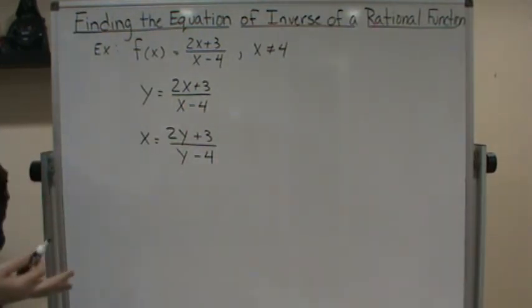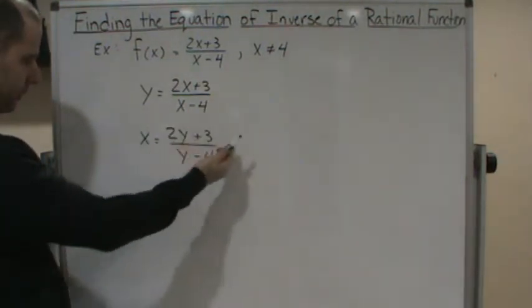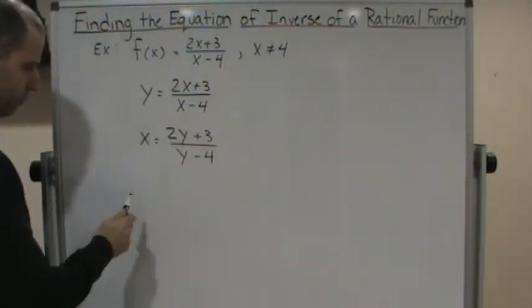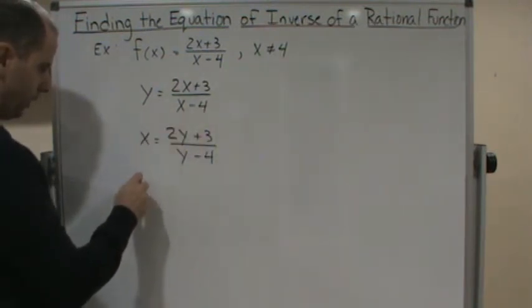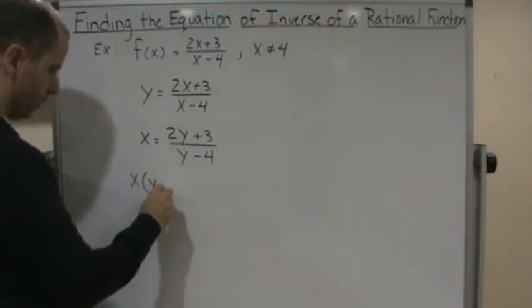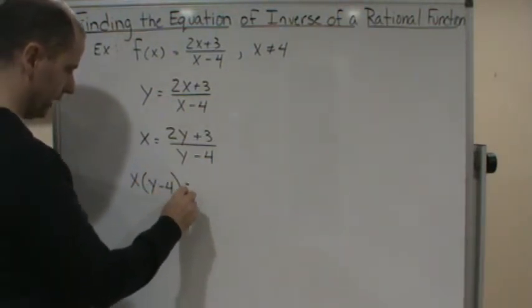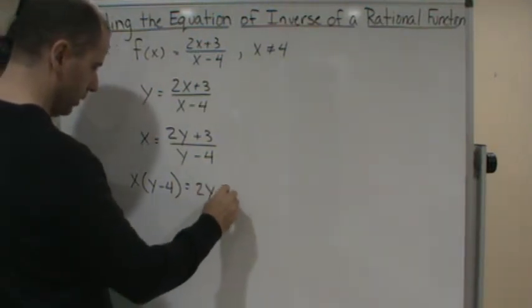So how do we normally solve rational equations? Well, we're going to multiply both sides and get rid of the fraction, right? So we're going to multiply both sides by y minus 4. So what do we get? We're going to get x times y minus 4 equals 2y plus 3.